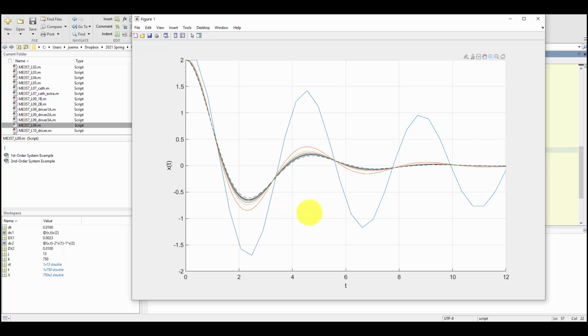Oh, as a note, this is only plotting x1. I'm not looking at x2 here. So this is the solution for x1.